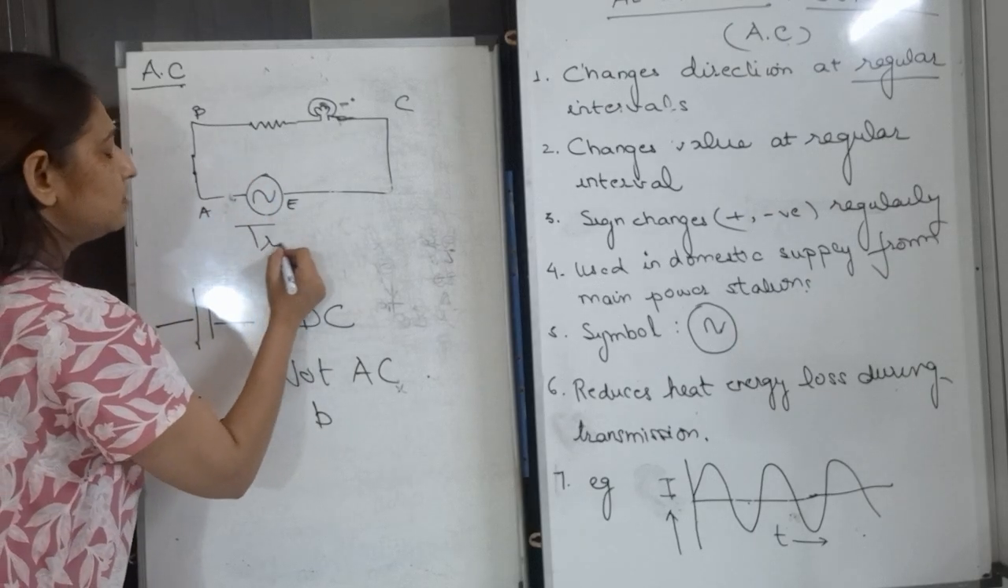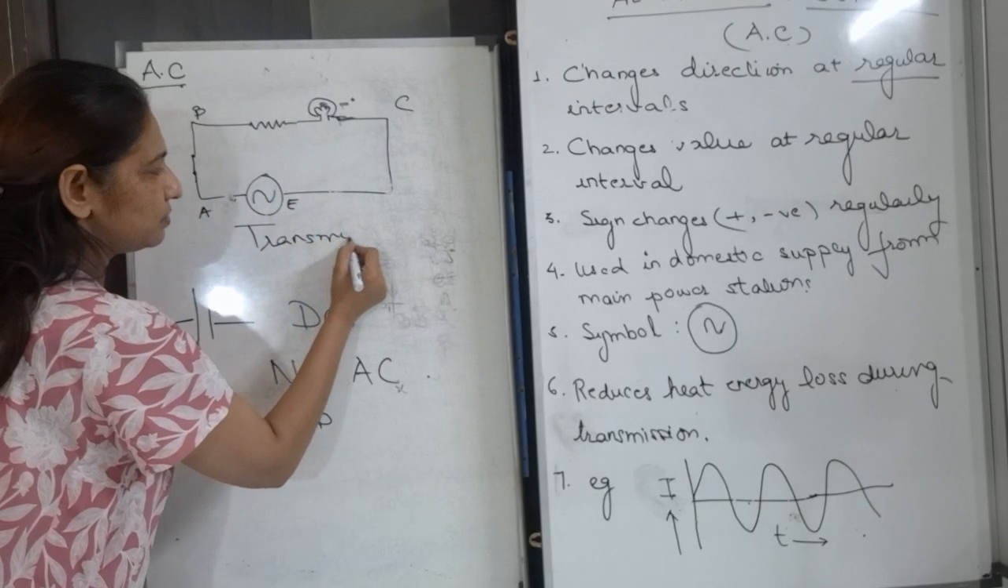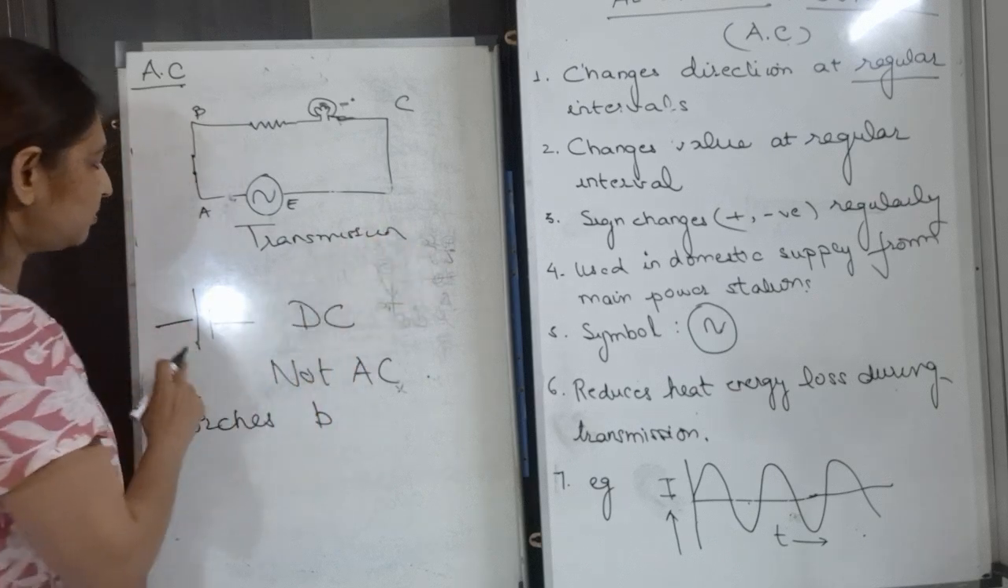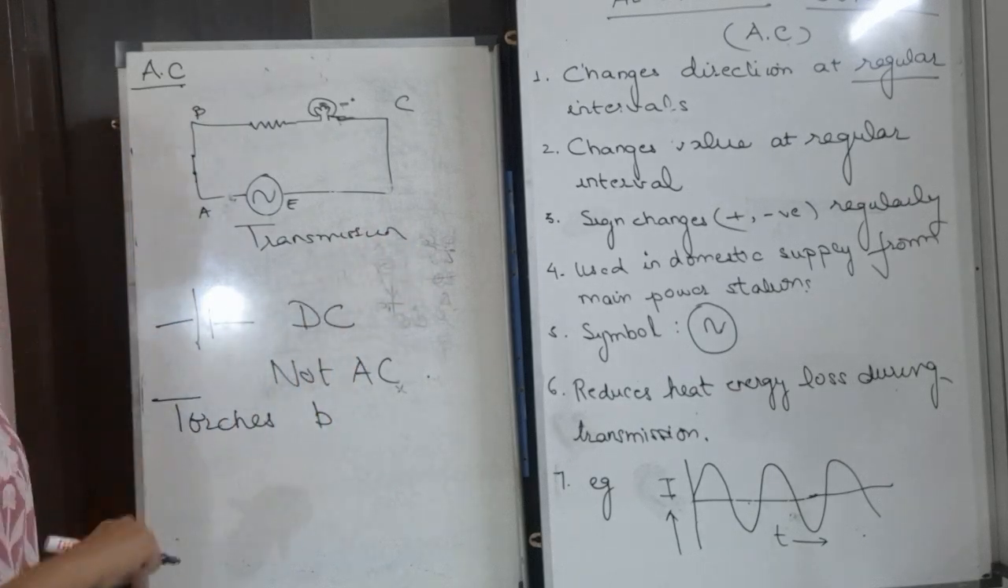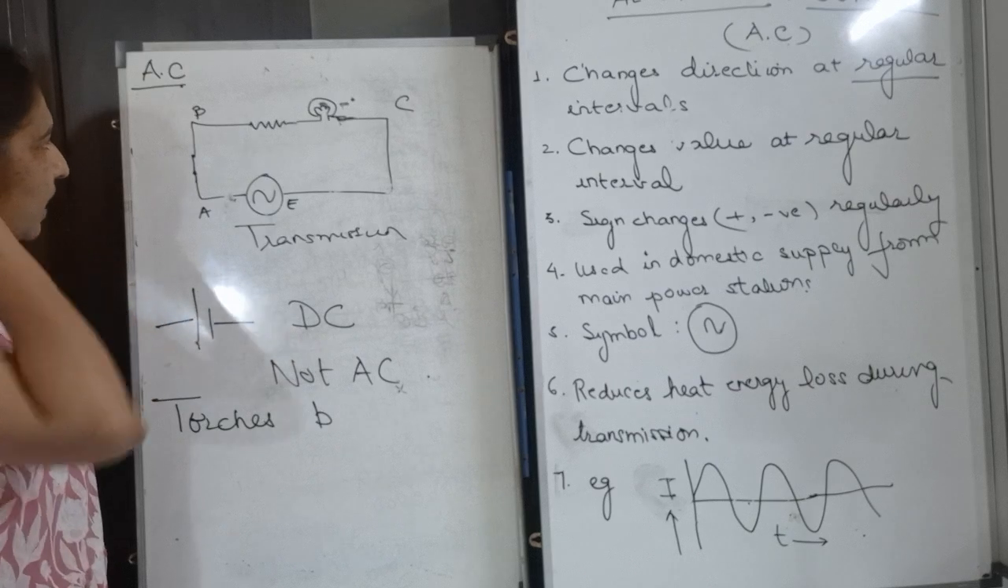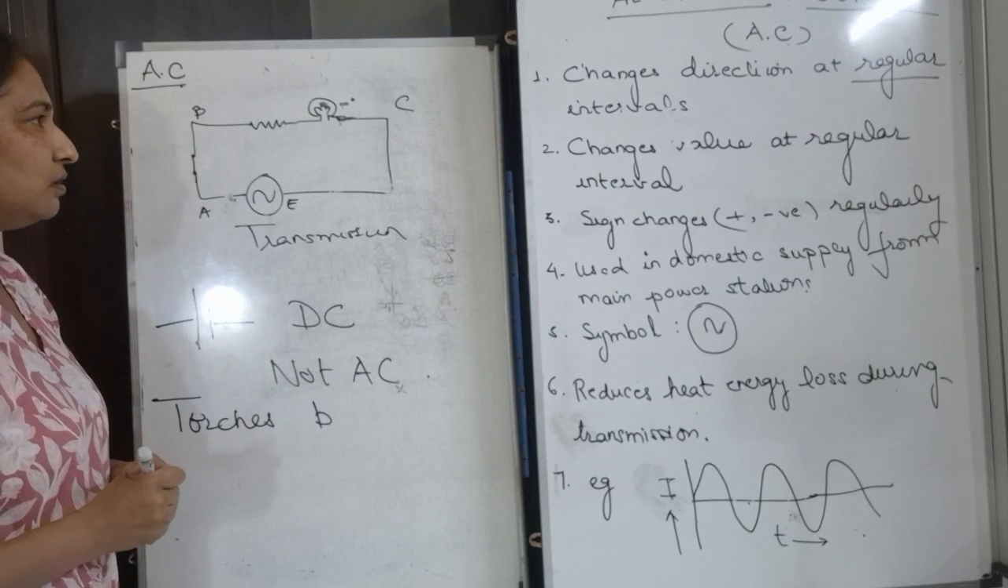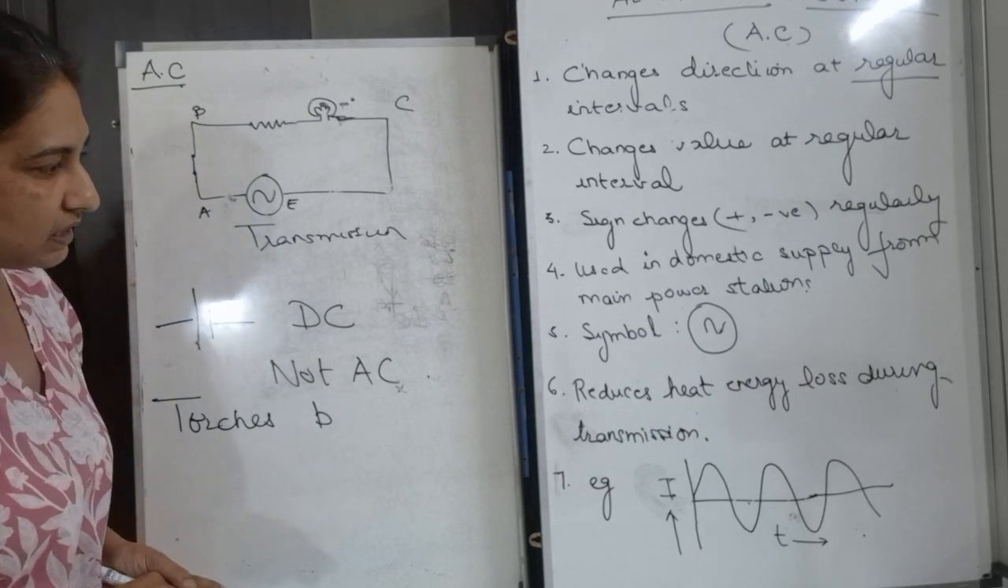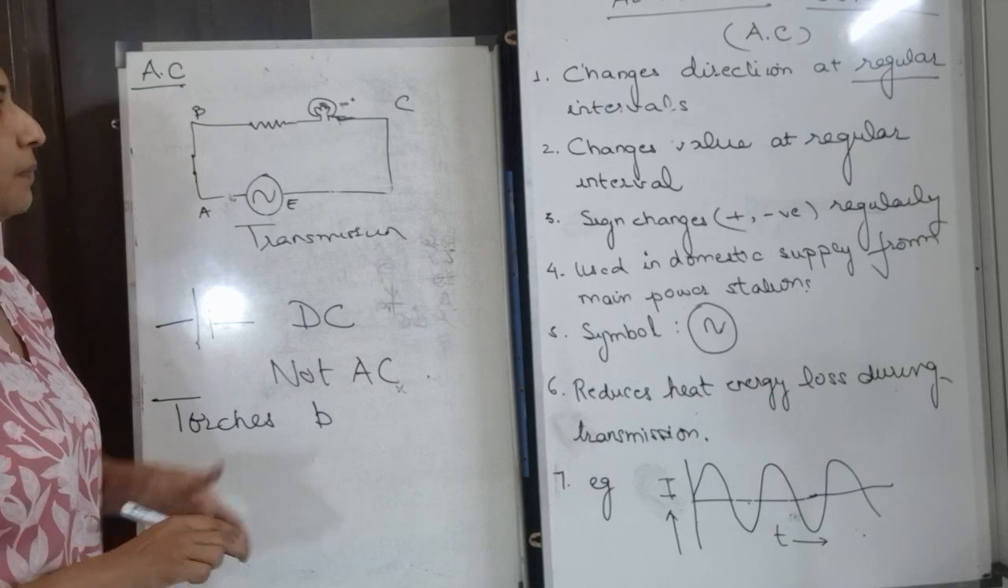दिस इज यूज फॉर transmission. Whenever you see a symbol of a battery, most likely it will be a DC current. Alright, I think that's all we need for standards of class 9th and 10th about AC.